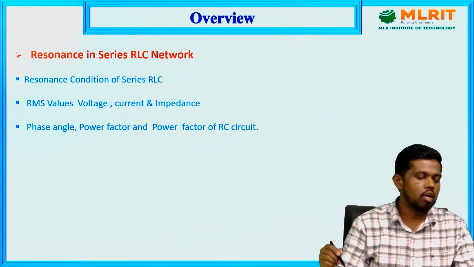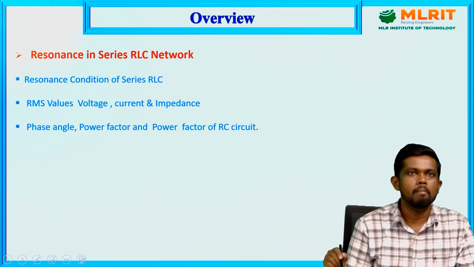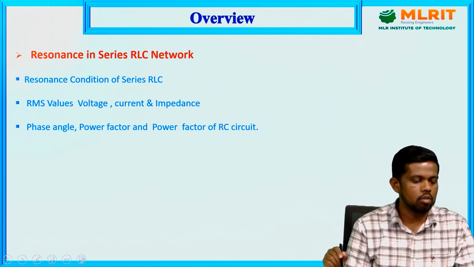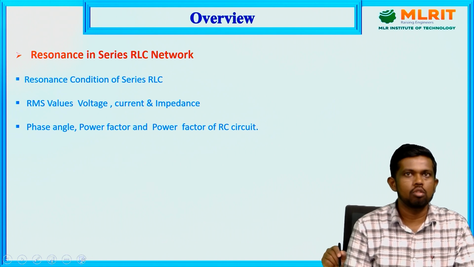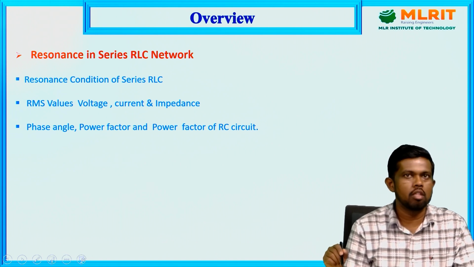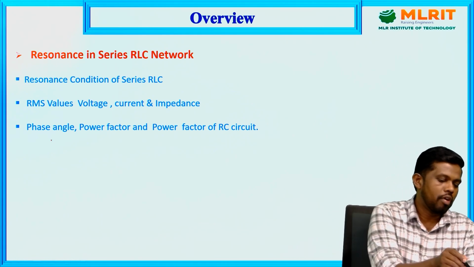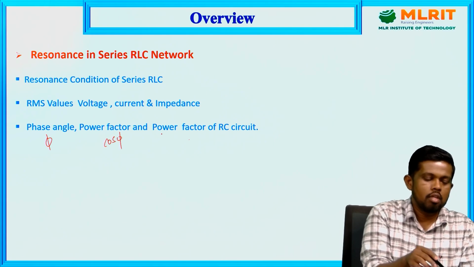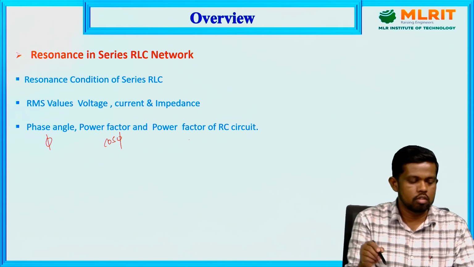We need to discuss the resonance condition in the RLC series circuit, and based on that, how we are able to get the RMS value of voltage for the whole circuit, and how much current is circulating under the resonance condition. Based on that, how much impedance is offered by the series circuit under resonance condition. After that, we need to discuss the phase angle of the circuit under resonance condition, and also the power factor, as well as the real power, the total power supplied to the circuit.